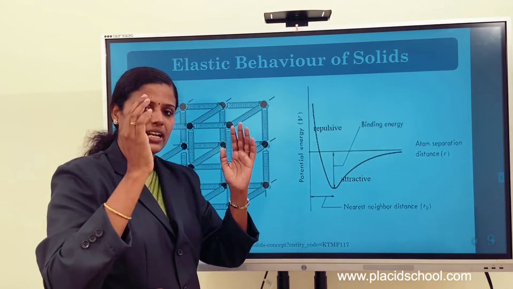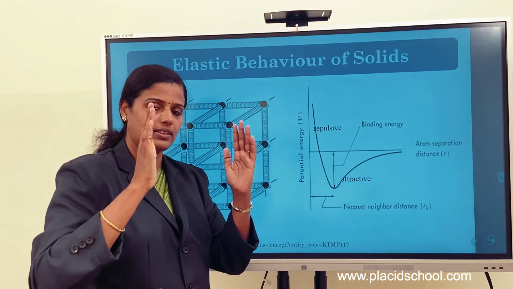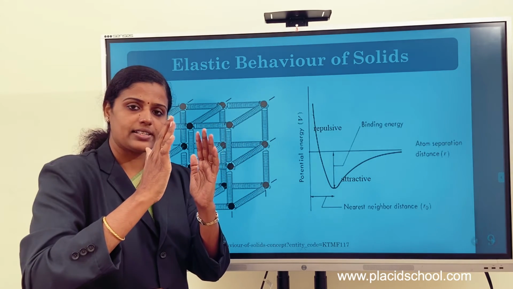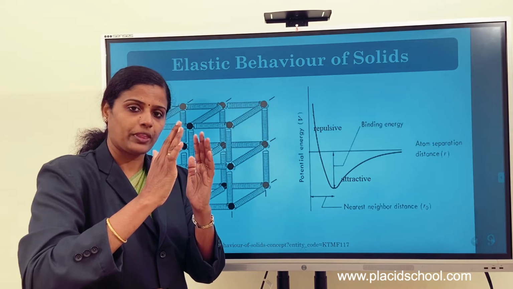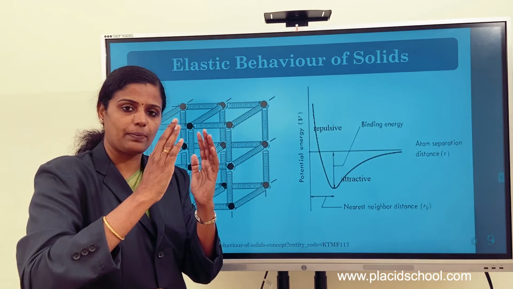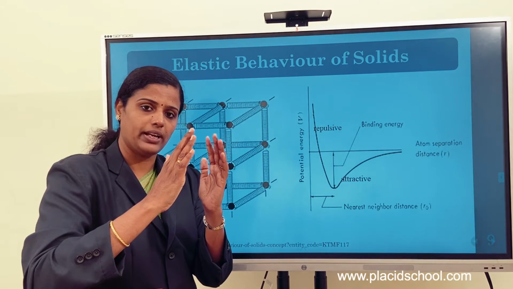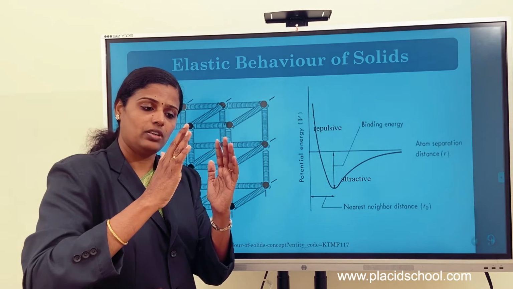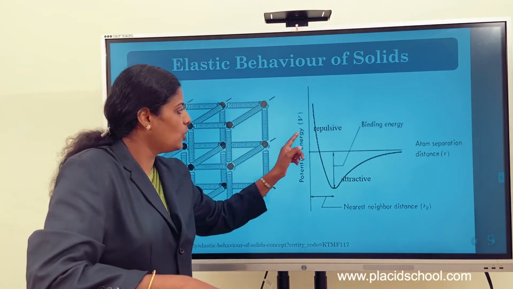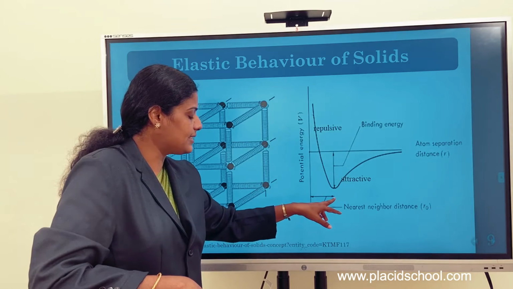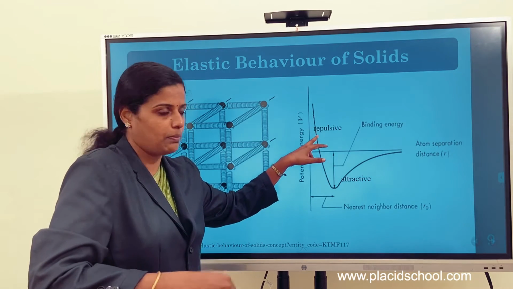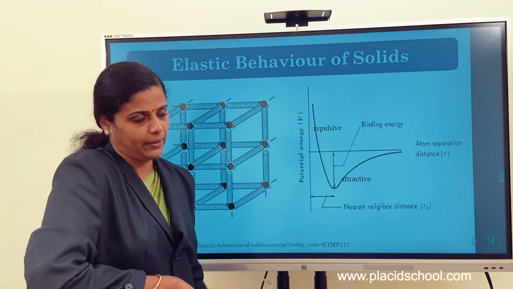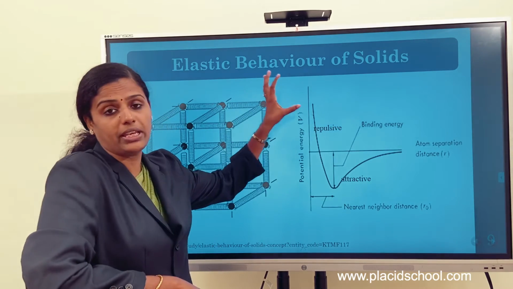But when we compress the solid, if it is in equilibrium at this distance R0 and we compress the material, what happens? The distance R0 decreases. So, when we remove the force, what happens? It regains its position by repulsive force. Repulsive force exists, and it regains its original position by repulsion. So, if the distance is less than R0, the repulsive force comes into action, or if it is greater than R0, the attractive force comes into play. And this is the elastic behavior of solids.